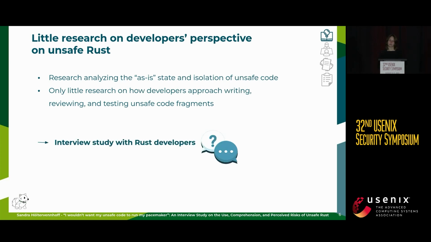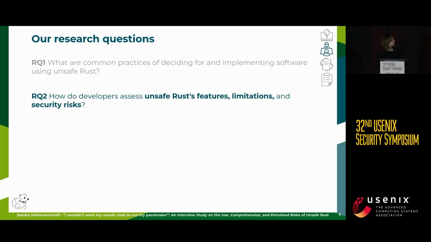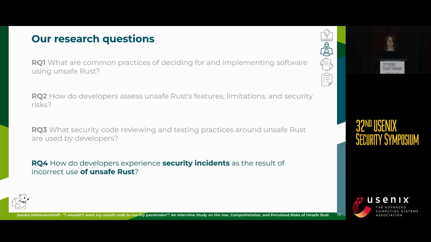And this is where our research comes in. We did an interview study with Rust developers to investigate how they use and approach unsafe code, and if they do that securely. During our interview, we investigated 4 research questions, which are how they decide for using unsafe Rust and how they implement it. Secondly, how they assess unsafe Rust features, limitations, and security risks. Thirdly, how they review and test their unsafe code. And last but not least, if they've experienced any security incidents in their projects because they have used unsafe Rust before.